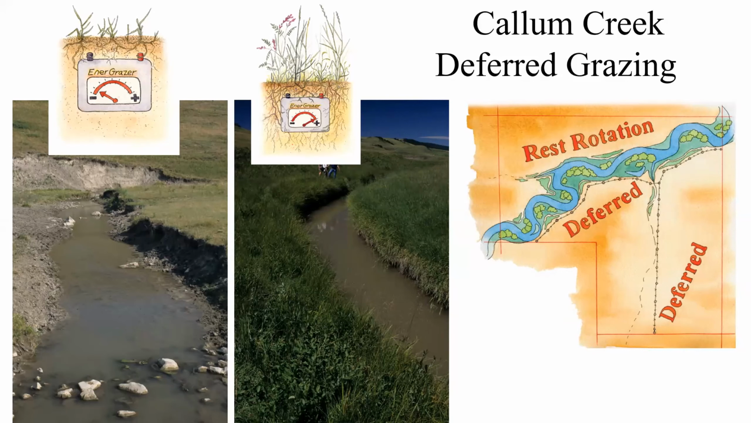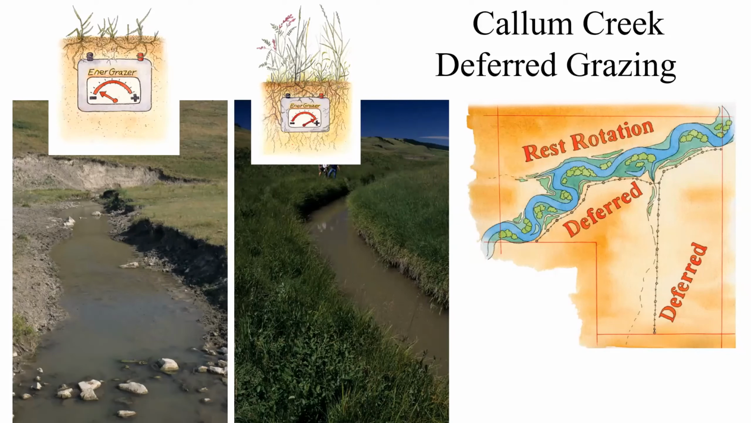Many years ago, one of the first projects that Cows and Fish was involved in was working with grazing management along Callum Creek, and comparing the picture on the left, in what was at that time a holding field, so it got a lot of use, to another site where deferred rotation was implemented, meaning avoiding that spring use, giving it that extra time in the spring, and rotating between pastures.